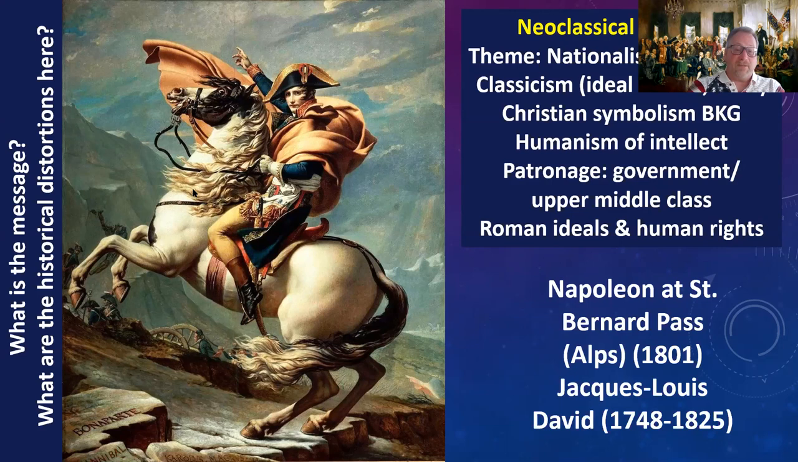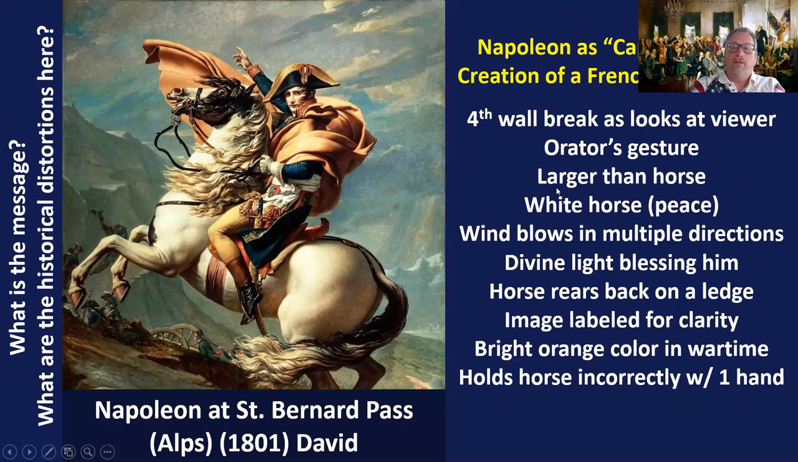What is wrong with this? All right, no one rears back on the edge of a cliff. Napoleon didn't ride a white horse, which makes it very easy to shoot that individual. As we can see in the next one, look at all these strange things that show up. Rather than Captain America, this is Napoleon as Captain France. It's the creation of a French cultural hero.